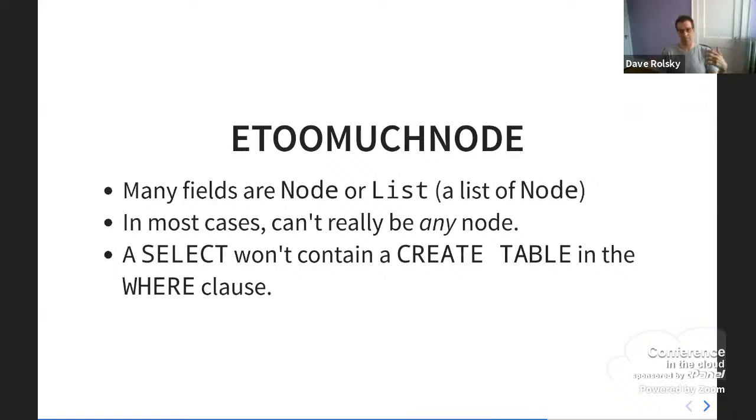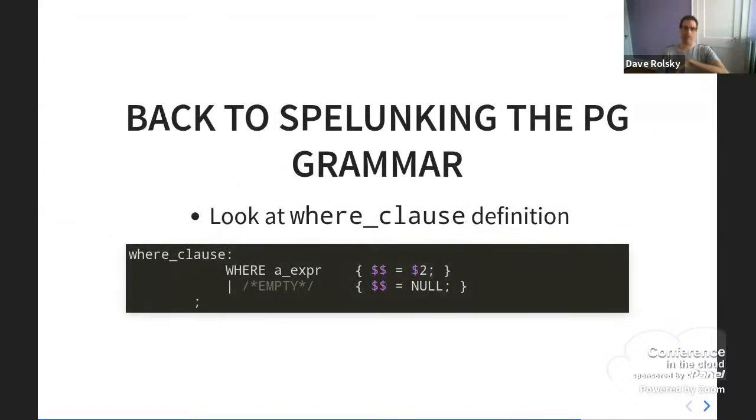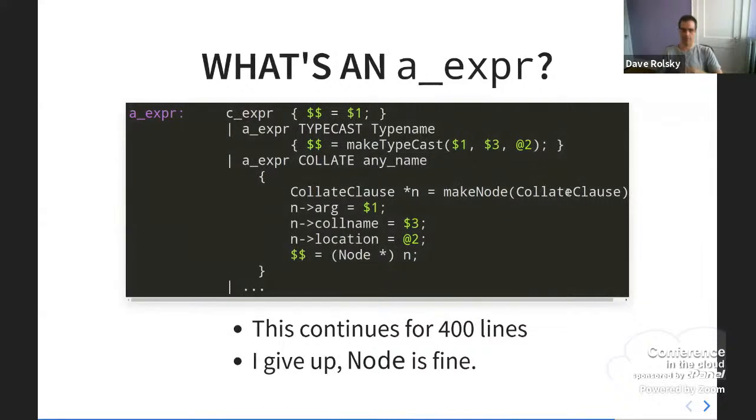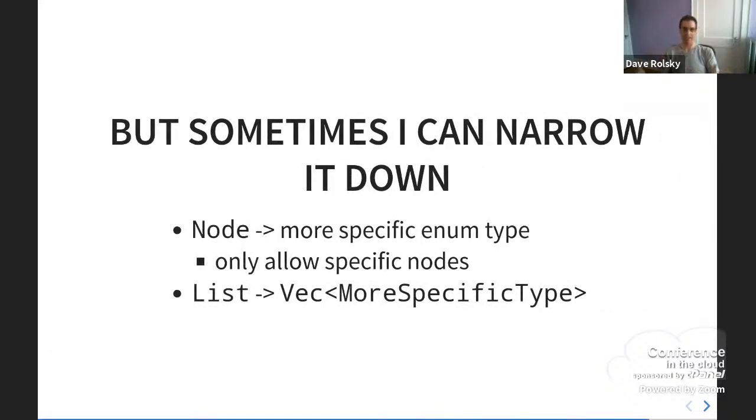In a lot of cases, they can't be any node. So select won't contain a create table in the where clause. So then I go back to the PG grammar and I look at the where clause definition and I look at what that means. It says, oh, where a expression, and a expression is this huge long thing that goes on for 400 lines. I give up and I make it a node. But sometimes I can narrow it down and I can make it a more specific type, which is really nice.